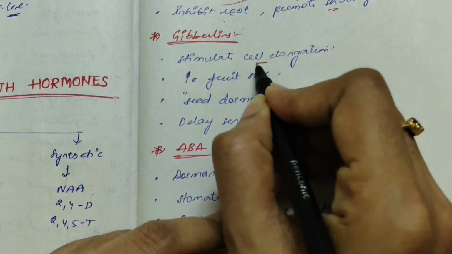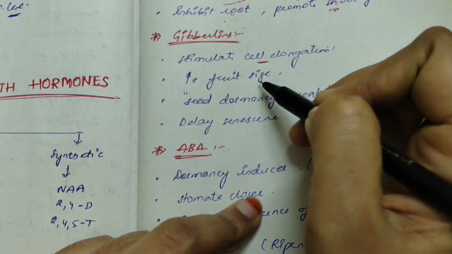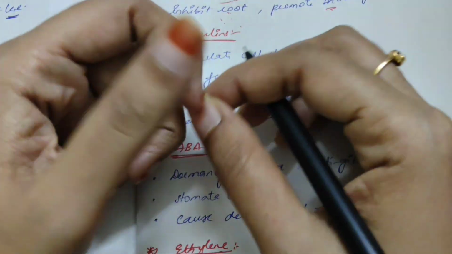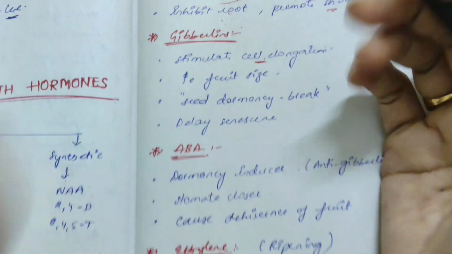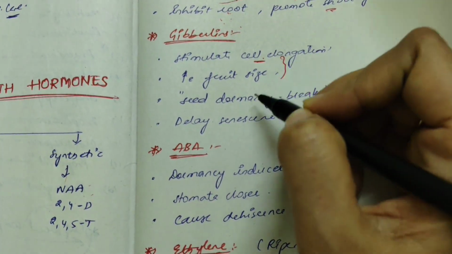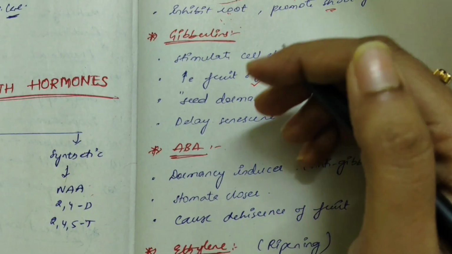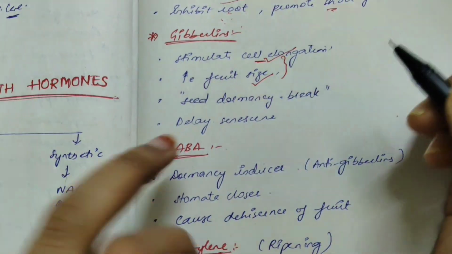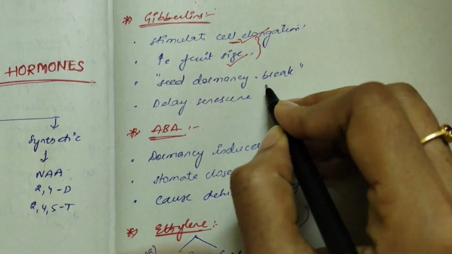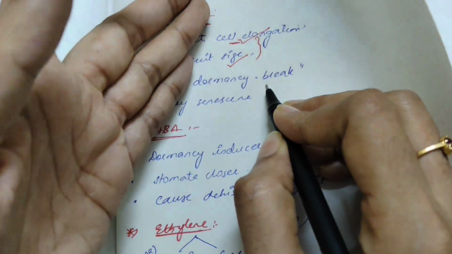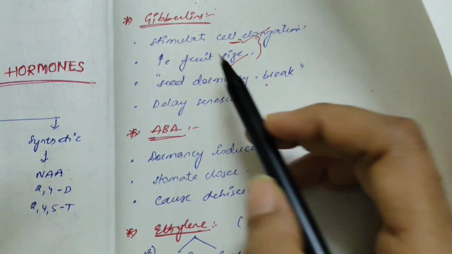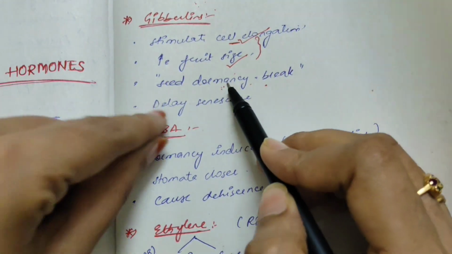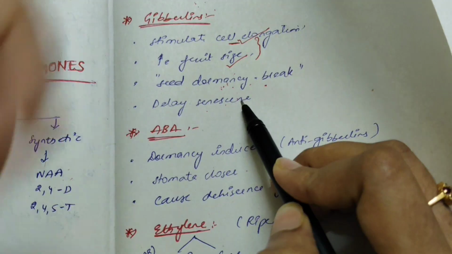Gibberellins means stem elongation. Don't confuse cell division with cell elongation. Gibberellins means cells increase in size, like an increase in fruit size. Once you observe that difference, increase in fruit size is cell elongation, more than division; that size impact is due to gibberellins. Another important one is seed dormancy. Whenever the seed is in dormant stage, when we apply gibberellic acid or gibberellin compounds, the seed will break its dormancy. It also delays senescence, that is aging.